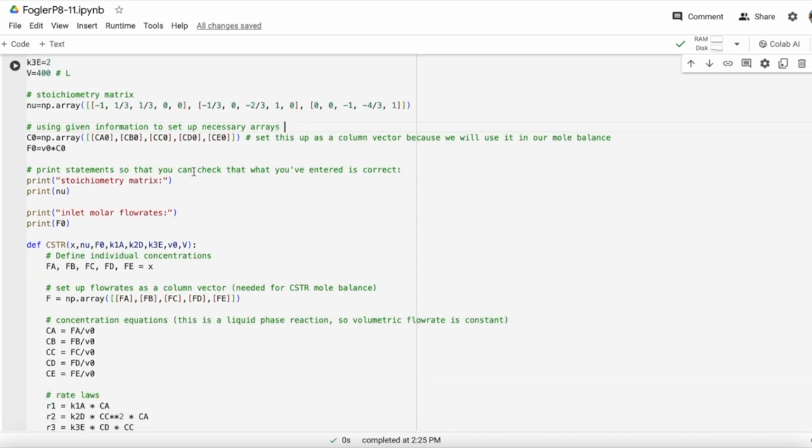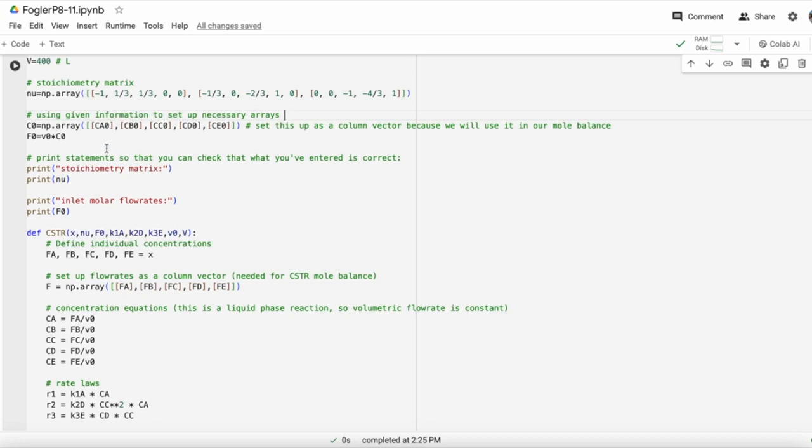And then I'm basically entering in the same numbers here that I just developed for my problem statement. I'm going to need some information about the inlet concentrations and flow rates, and I'm going to want to set these up also as a matrix, because I want to write my mole balance as a matrix. So here my concentrations are set up as a column vector, so this is going to be a 5 by 1 vector.